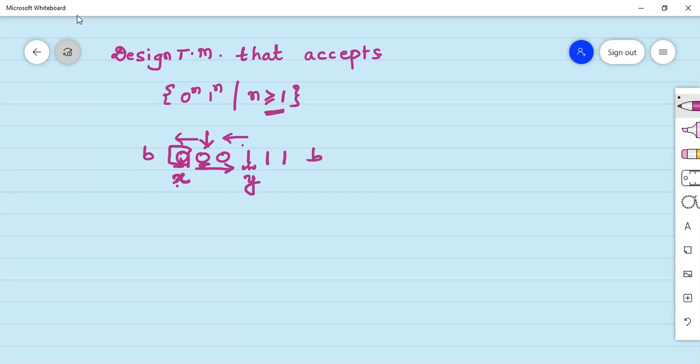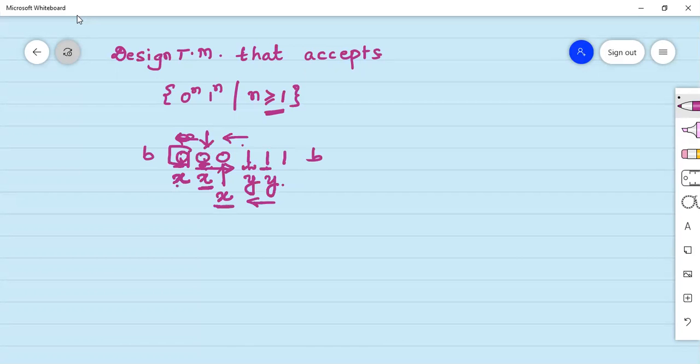I'll come till x and I'll go back. The next 0, I'll make it x and I'll move towards the right side till I find the leftmost 1. I'm going to make it y. While moving back, if you get y, you move back. If you get a 0 also, you move back till you get x. And once you get x, you come back to this 0 and make it x.